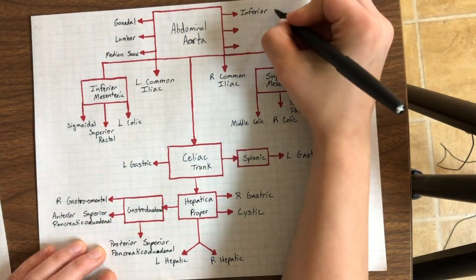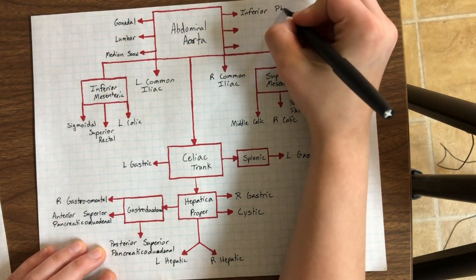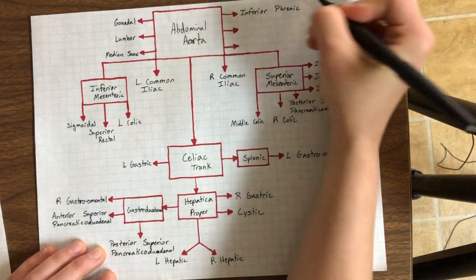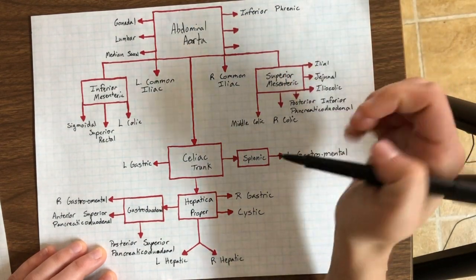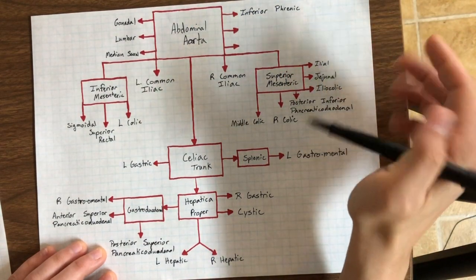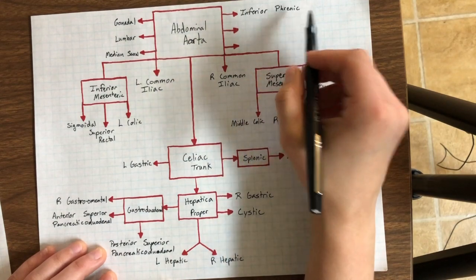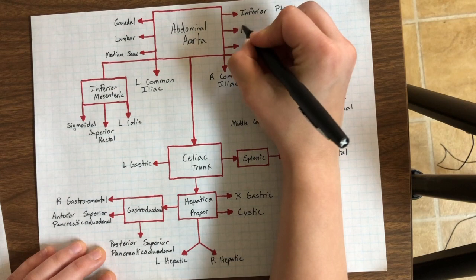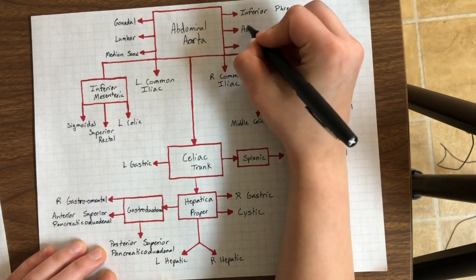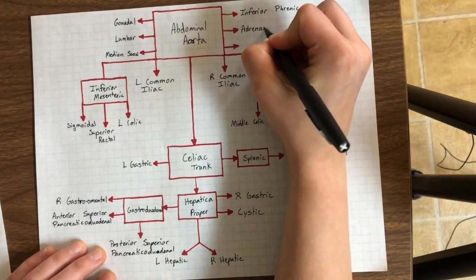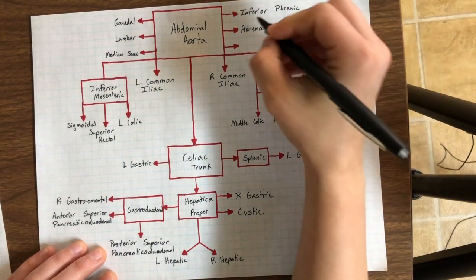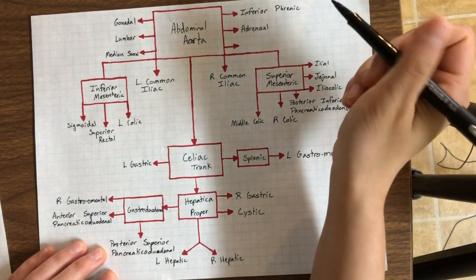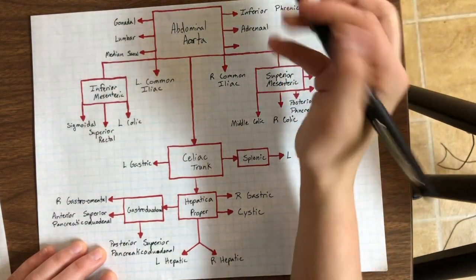So coming off of the thoracic aorta, we had a superior phrenic artery, and that's going to supply the superior aspect of the diaphragm. The inferior phrenic is going to supply the inferior aspect of the diaphragm. We're also going to have our adrenal arteries. So we're going to have one on each side, and they're going to supply the adrenal glands, which are going to sit right above each of the kidneys.